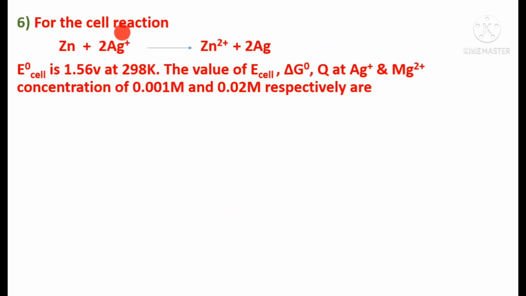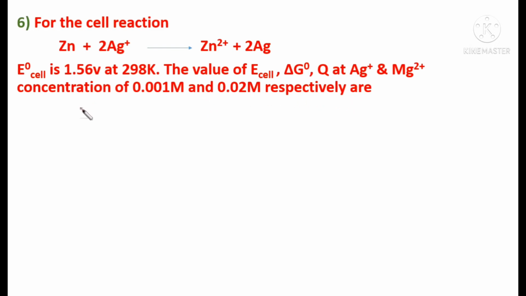Next problem. For the cell reaction Zn plus 2 Ag+ gives Zn2+ plus 2 Ag, E0 cell is 1.56 volt at 298 Kelvin. The values of E cell, delta G0 and Q at Ag+ and Zn2+ concentrations of 0.001 molar and 0.02 molar respectively are.